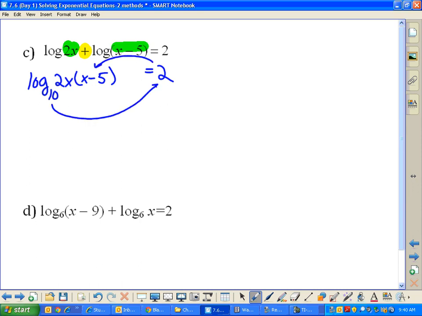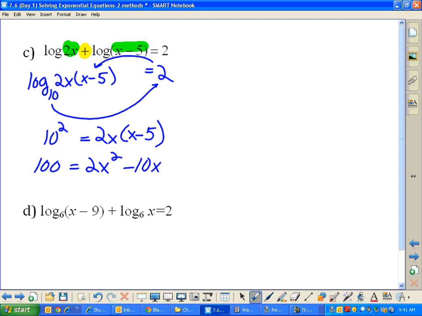So you could take this logarithmic equation and write it as an exponential equation. Remember, day one on logarithms, those two things are the same. They're just rewritten versions of each other. So we could do 10 to the second power equals 2x times x minus 5. And then 10 squared is 100. And this becomes 2x squared minus 10x on the right side.